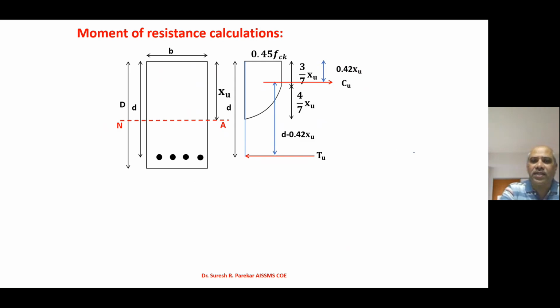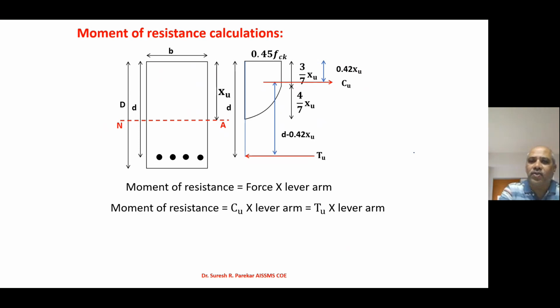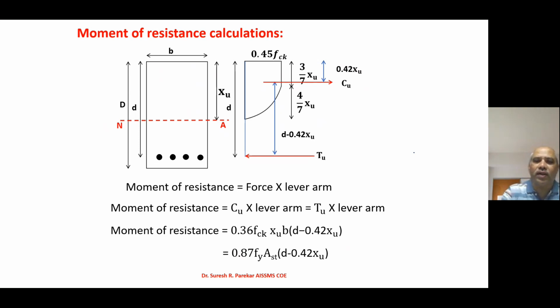Then we have the moment of resistance calculation. So we know the formula: force into lever arm. So Cu into lever arm or Tu into lever arm. I will not go into much detail with this. This value we have already seen. This is the stress block parameter, and this is the lever arm, the distance between the two forces. You can see we have D minus 0.42 XU, or we have 0.87 Fy AST, and the lever arm is the same for both.